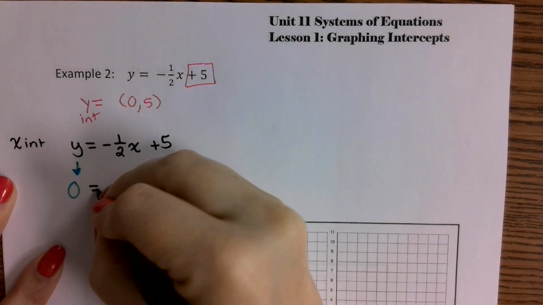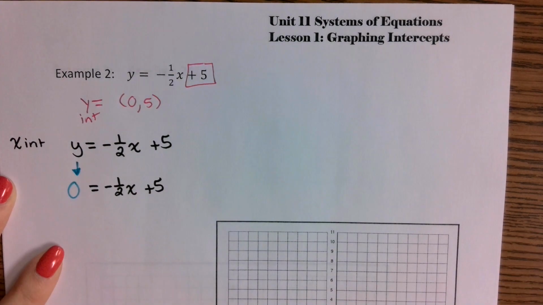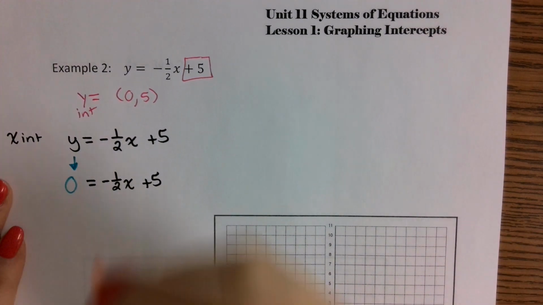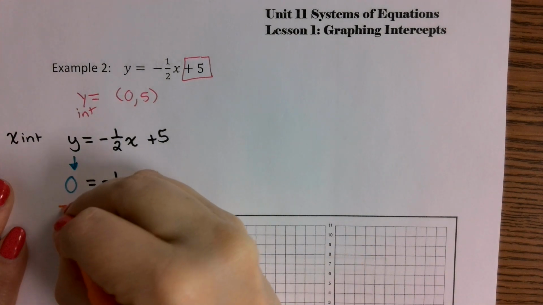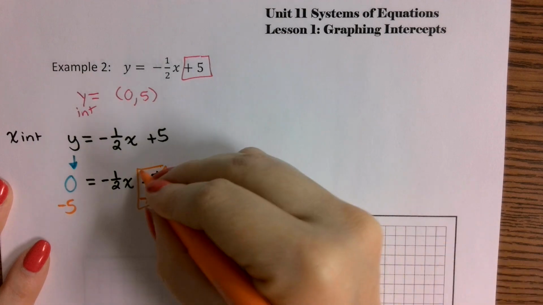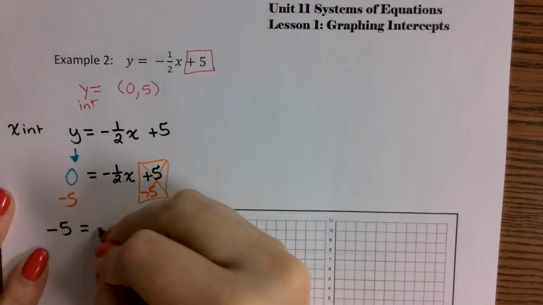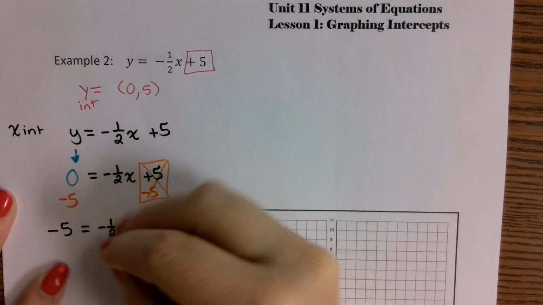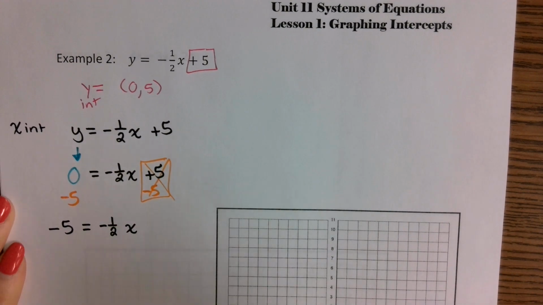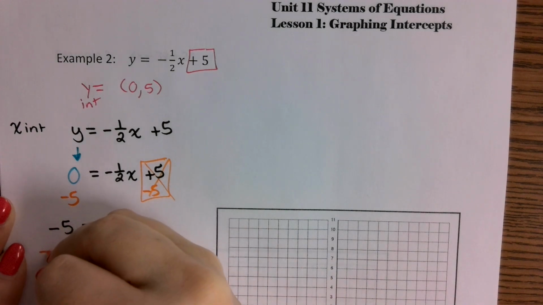So 0 is equal to -1/2 x plus 5. First thing that we're going to do, subtract 5 from both sides. That's going to get rid of the 5's. You'll now have -5 is equal to -1/2 x. And then your last step is to divide both sides by -1/2.